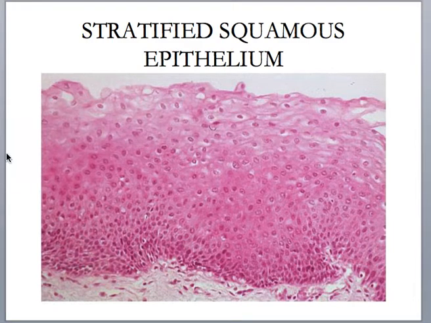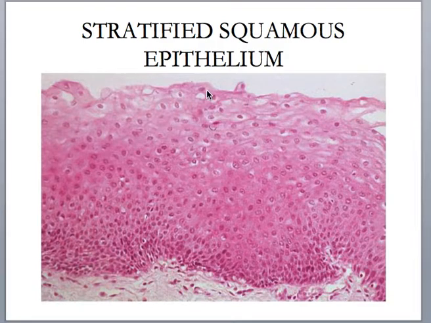Okay, so stratified squamous epithelium. So stratified, lots of layers, squamous, squished, flattened cells. So down here, this would be our basement membrane, okay, down here. Up here would be our free apical space, okay? And between that, these are multiple layers.